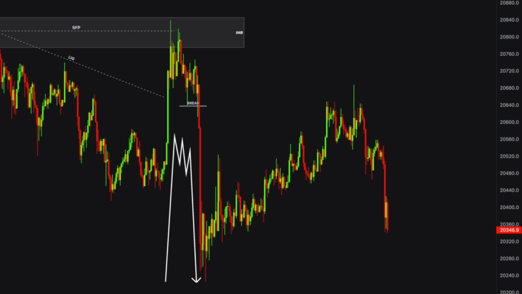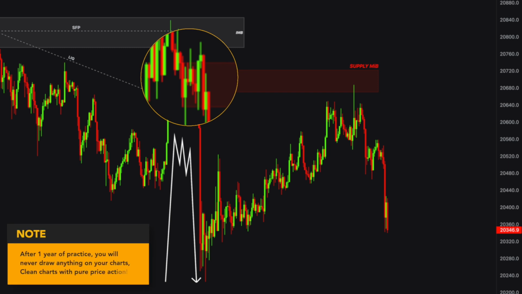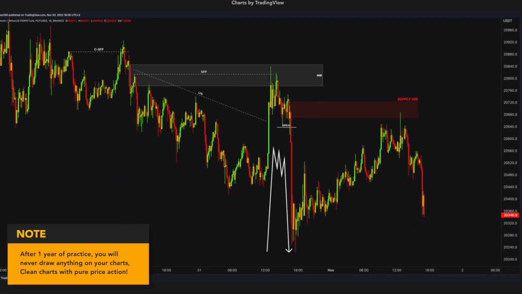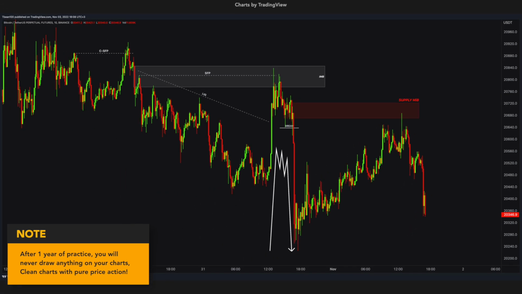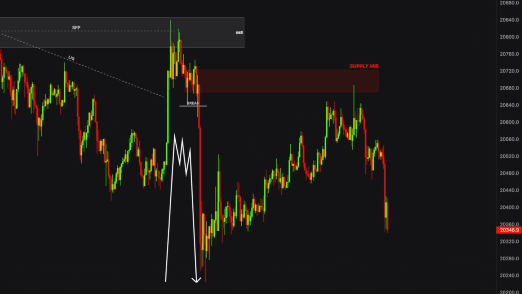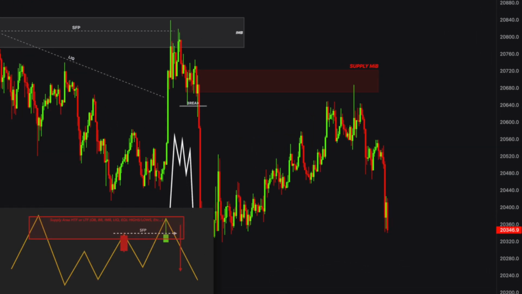Look at this drop, amazing. Again, we have a mitigation block right here. Now, one more time, do not go crazy trying to find the perfect mitigation candlesticks. Just focus on the overall area. I draw all of this for you to understand the structures and dynamics. One year later, you will not draw anything at all on your charts.